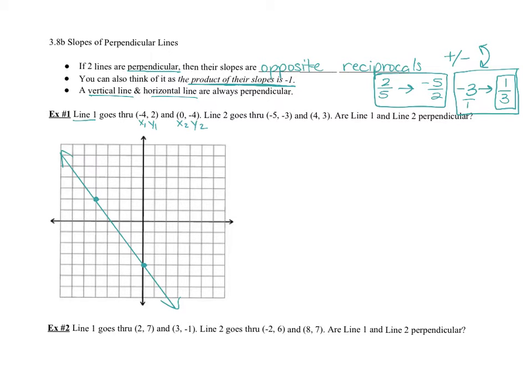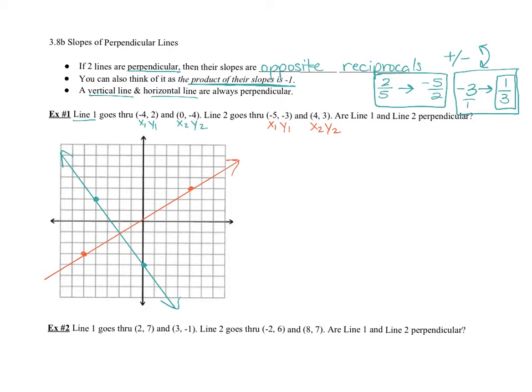And then the other line, we'll pick a different color here. You'll have x1, y1, and x2, y2. So we have these two different lines. We plot both of their sets of points. So -5, -3 would go here, and 4, 3 would go here. So it looks like that.